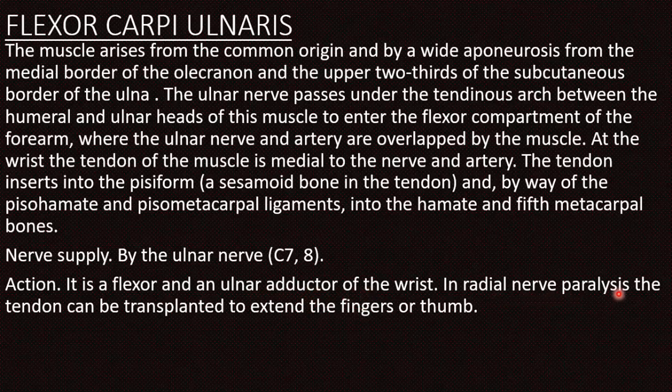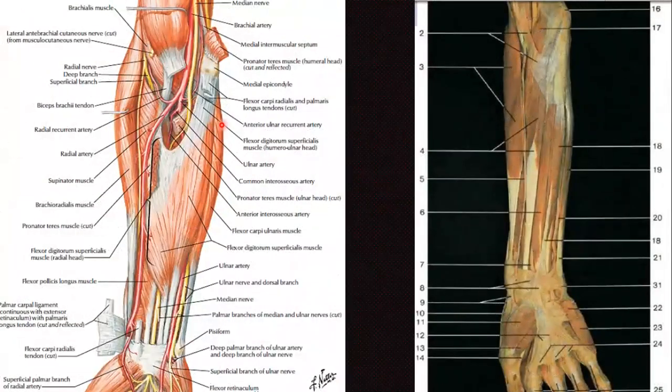Now, in radial nerve paralysis, its tendon can be transplanted. It can be transplanted to extend the fingers or the thumb. Now, here is the muscle here.